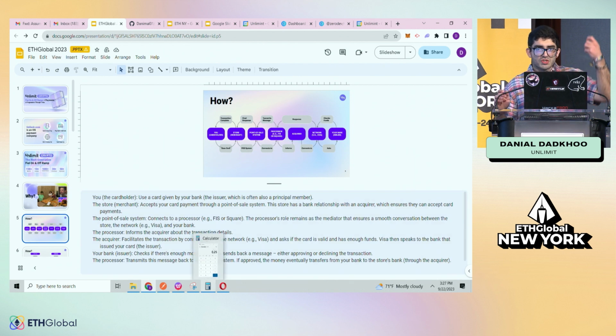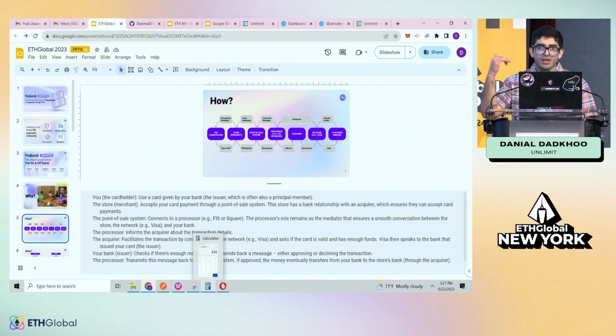So as you see here, just simply swiping your card and buying something, there's a bunch of players. There's a bunch of routes that your order has to go through.